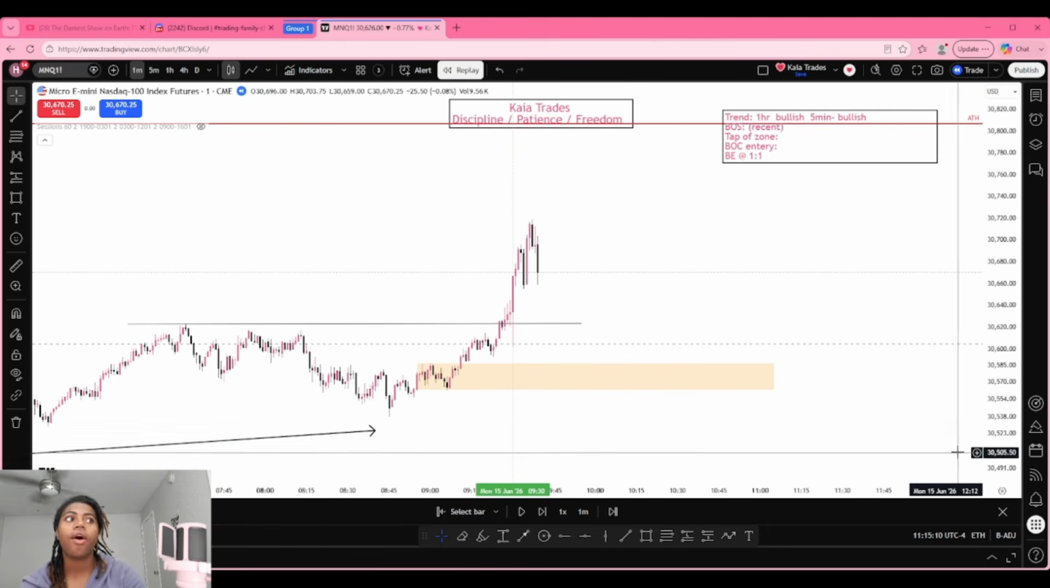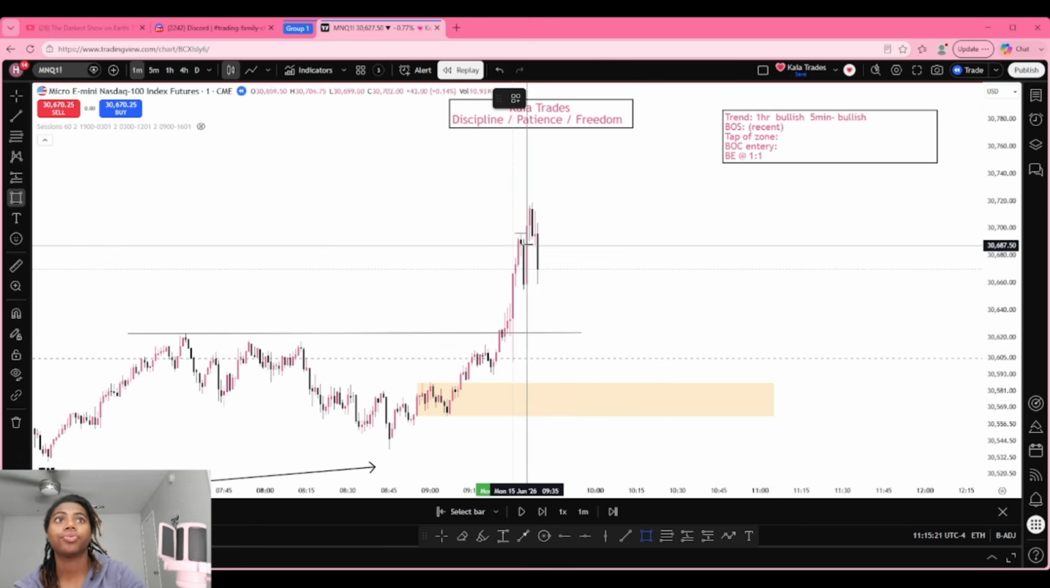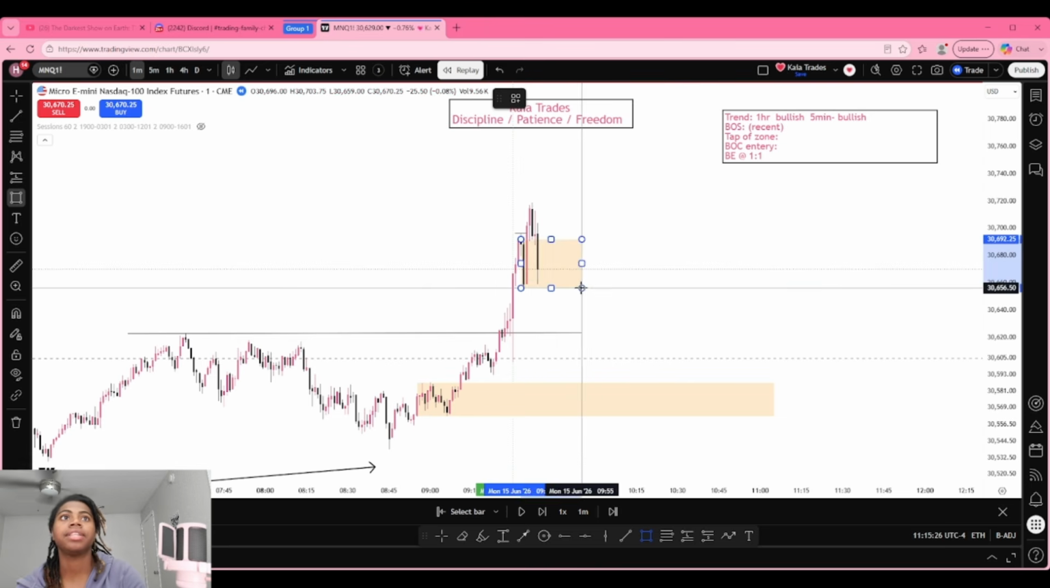As you guys can see, we're already seeing more zones created. So I'm going to mark out this one. We broke this high right here, because this is our most recent one. By the time I drop down to my 1-minute, this is the zone that I would have seen.